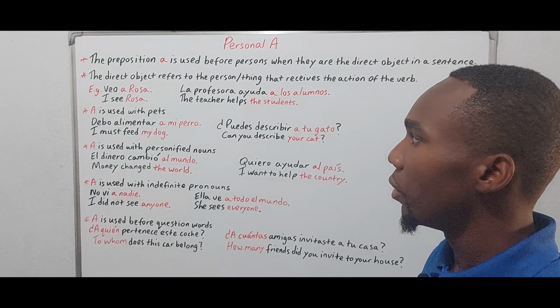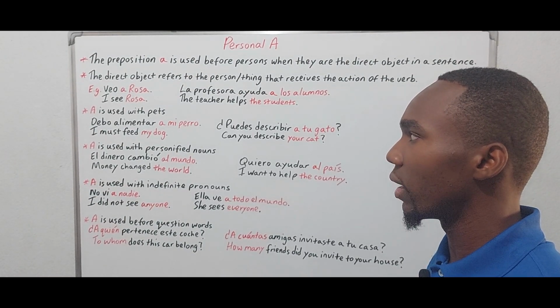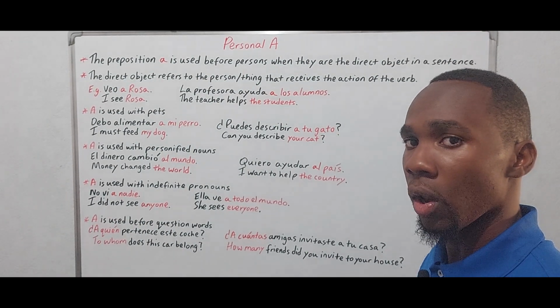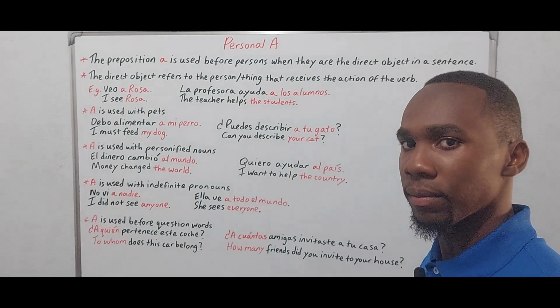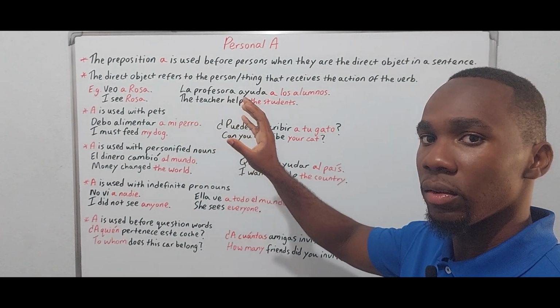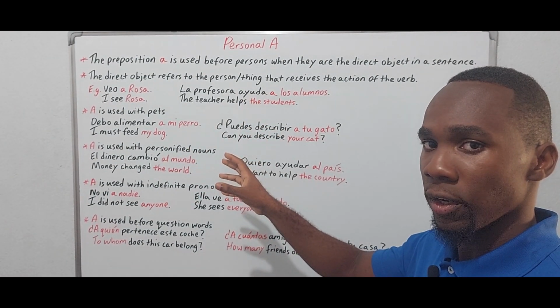For example, veo a Rosa. I see Rosa. Who do I see? Rosa. Well, a Rosa. So we need the a before Rosa because Rosa is a person, right?